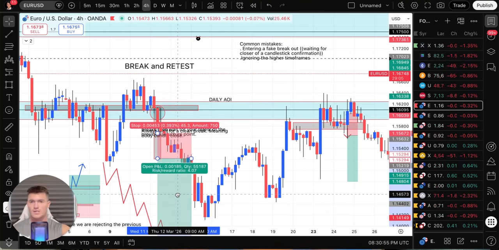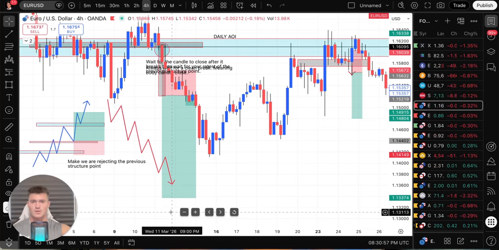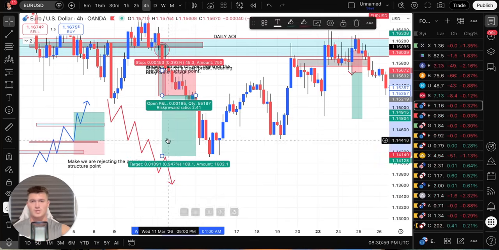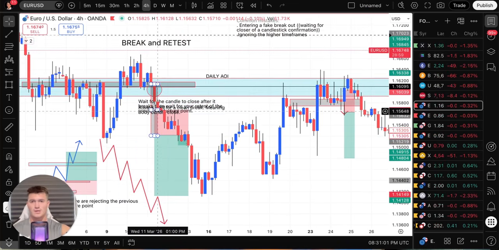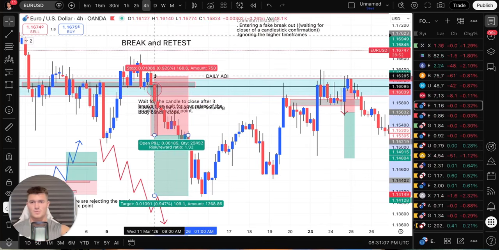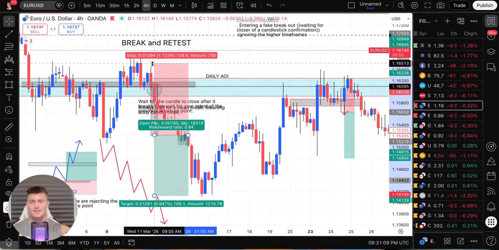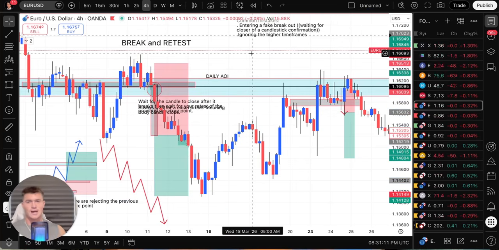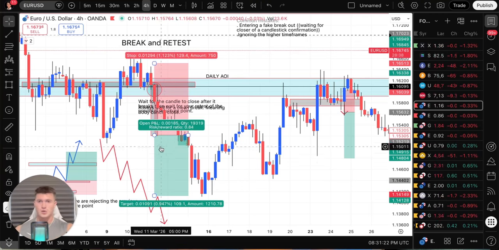If we were to enter down here, our stop loss would need to be above the previous high, which would put it right here. And that is just crazy. We are not going to take that trade with a stop loss that's bigger than our take profit. That's not going to happen. That is not going to keep you profitable in the long run. So it depends on the size of the candle.